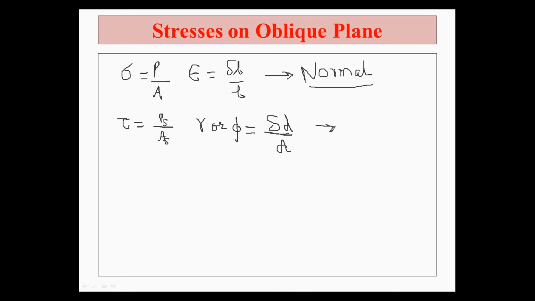So these are called shear, or tangential kind of stresses. So the first one is the normal, the second one is the tangential. Normal is perpendicular. Shear or tangential is parallel.